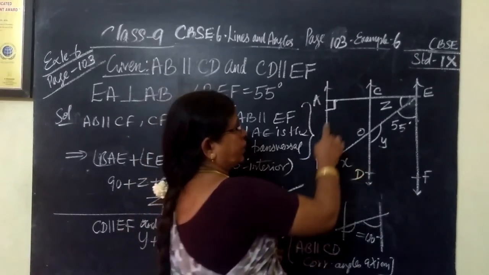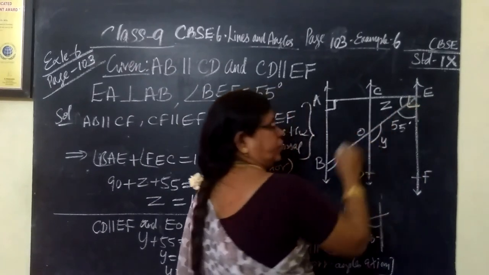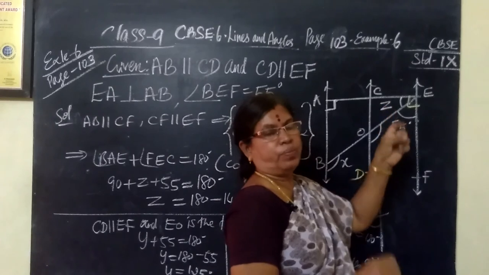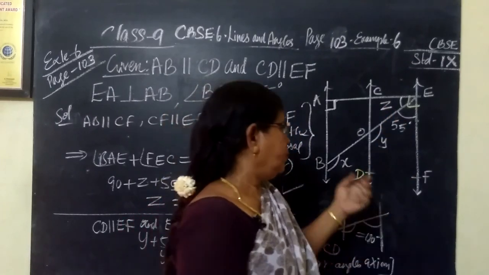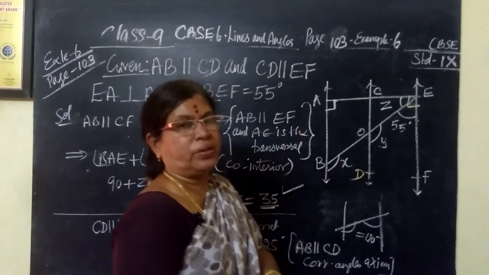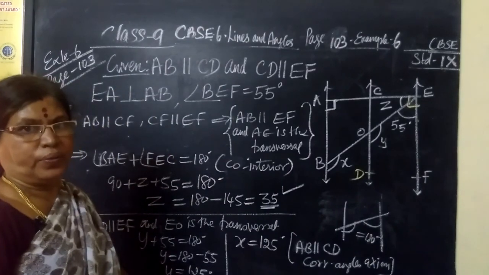Here 90. Definitely this also will be 90 because of co-interior angles. So 90 minus 55, this one. So just looking at the question paper itself, immediately you can answer some questions. Which you find difficult only by writing all these steps.